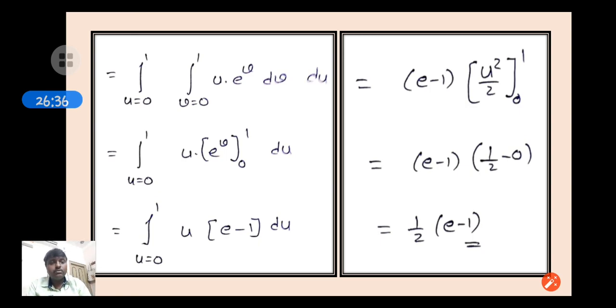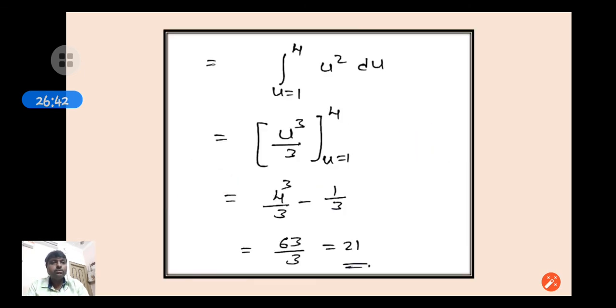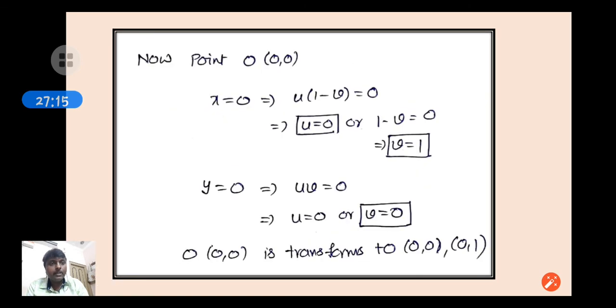In this problem, first they give the double integration over a triangular region. The limits correspond to a triangular region, and your integrand in terms of xy, you can convert it into the uv plane. Your region is converted into a square region, and corresponding to those limits you are calculating the value of the double integration over a square region, that is equal to 1 by 2 into e minus 1.